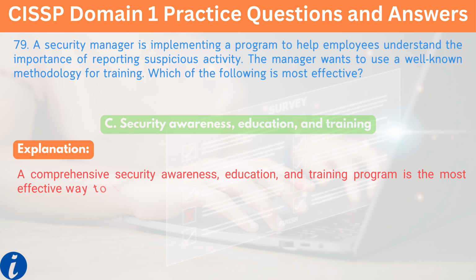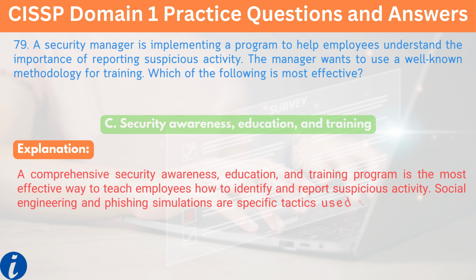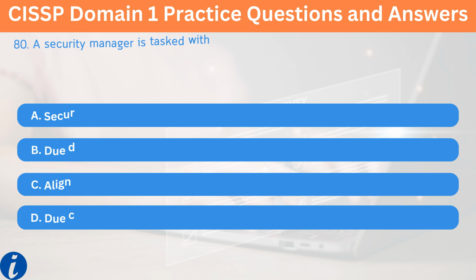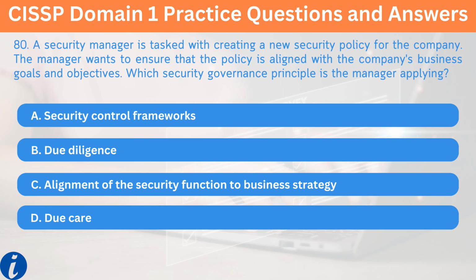Explanation. A comprehensive security awareness, education, and training program is the most effective way to teach employees how to identify and report suspicious activity. Social engineering and phishing simulations are specific tactics used to test awareness, not the full program itself.